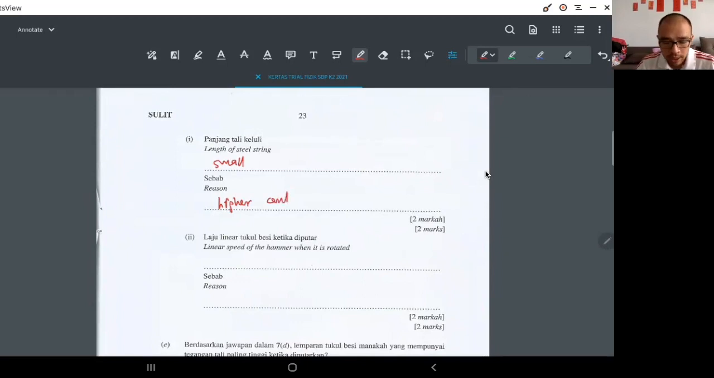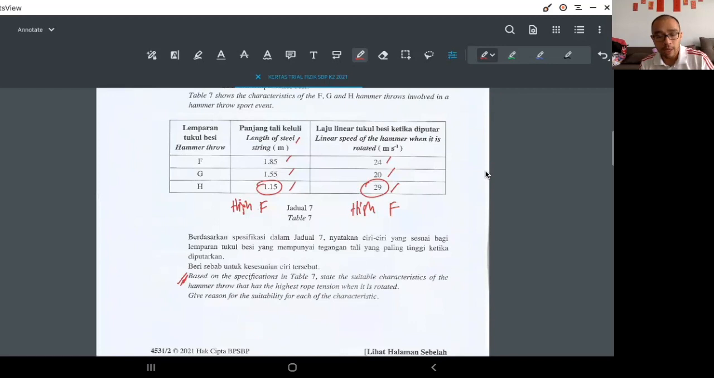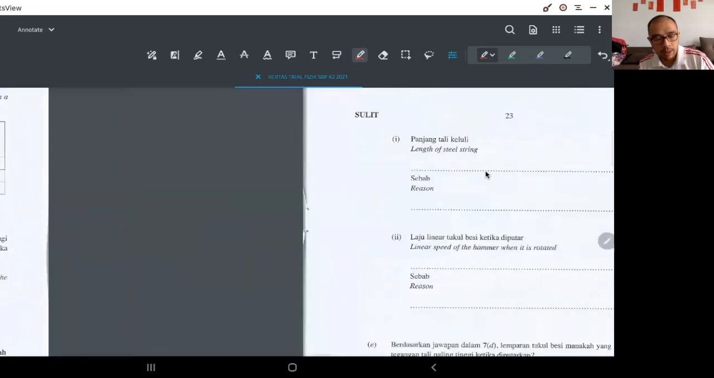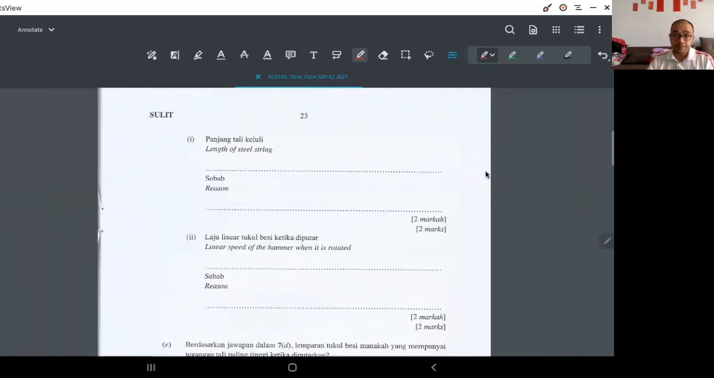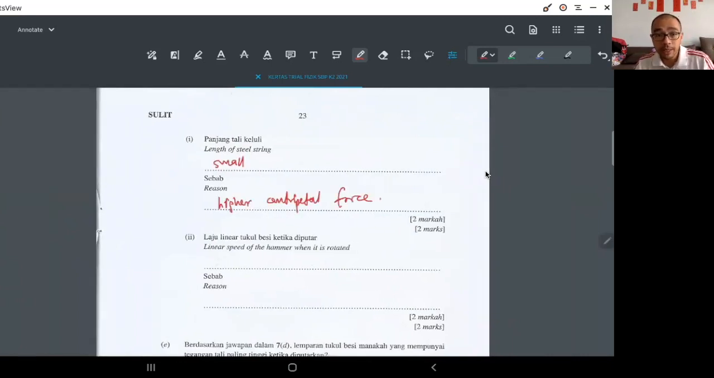Don't say, oh, I want 29. Of course the choice that we're making is 29. But when we're given numbers, dalam soalan membuat keputusan, guna perkataan higher or lower. I know we want 29, so we say high or bigger lah. Bigger linear speed. Use a bigger linear speed. And the reason for the bigger linear speed is so that you can produce a higher centripetal force.